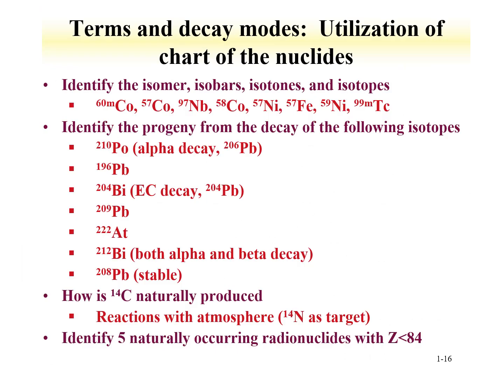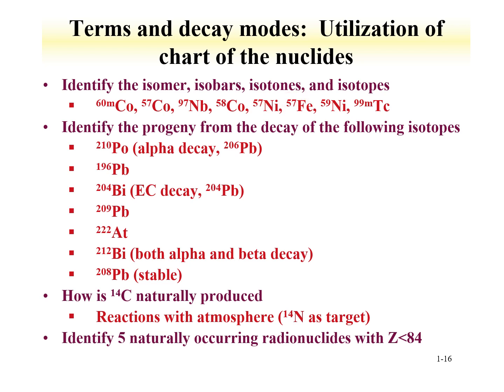An example of some questions and terms you should be able to identify from what we've covered related to the chart of the nuclides. You should be able to identify isomers, isobars, isotones, and isotopes. So for instance, cobalt-60m is an isomeric state. Isotopes, well, cobalt-60m, cobalt-57, cobalt-58. Those are examples of isotopes of cobalt. Isobars, anything with 57, so cobalt-57, nickel-57, iron-57.